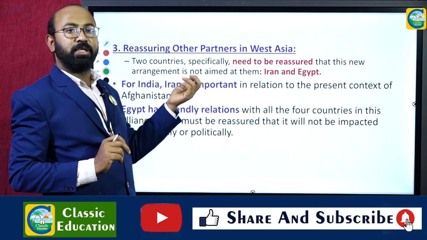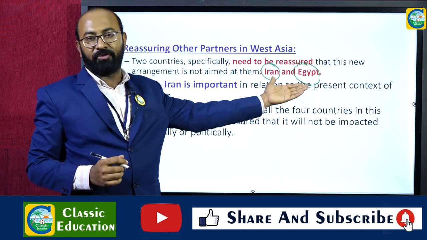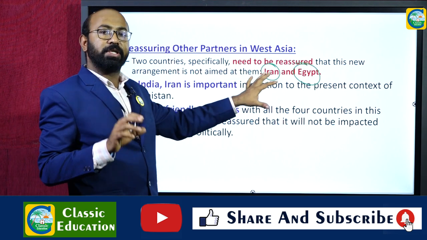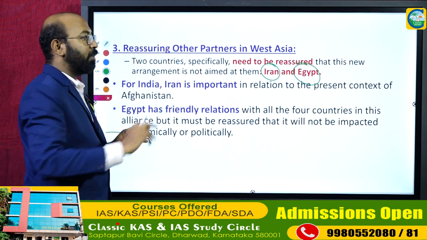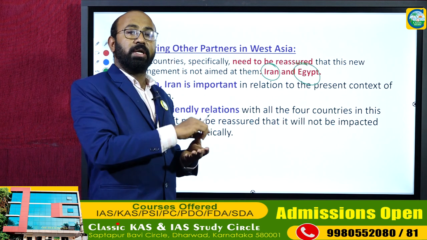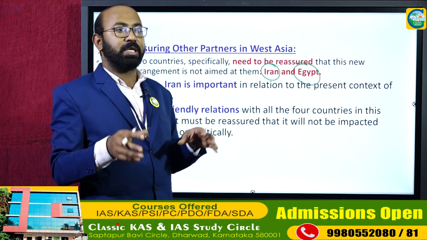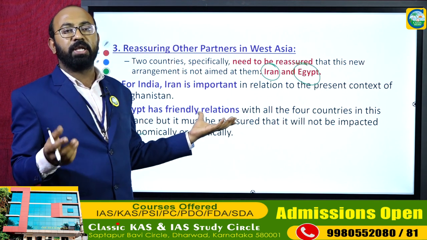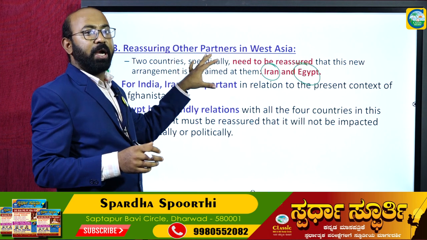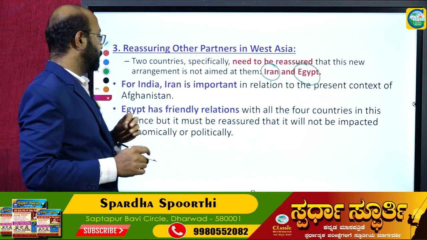Then, reassuring the other partners in West Asia. What to reassure? There are two partners, Iran and Egypt. They are also part of West Asia, though Egypt is in Africa, sometimes it is included in the West Asia or Middle East region. These two countries need to be reassured that this new arrangement is not aimed at them. In this grouping in the Middle East, countries from other areas are coming together: the USA from North America, and India from South Asia. If countries from different areas form a group in the Middle East, the rest of the countries may feel threatened. So we have to reassure Iran and Egypt that this grouping is not aimed at destabilizing or destroying any of their economic or social aspects.